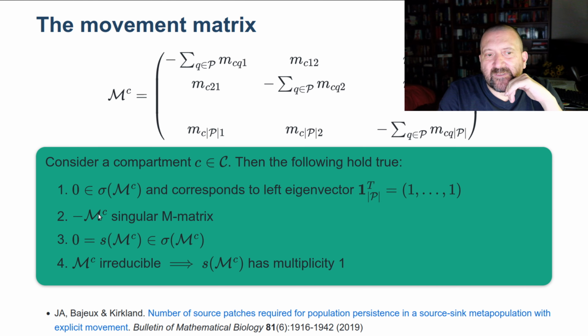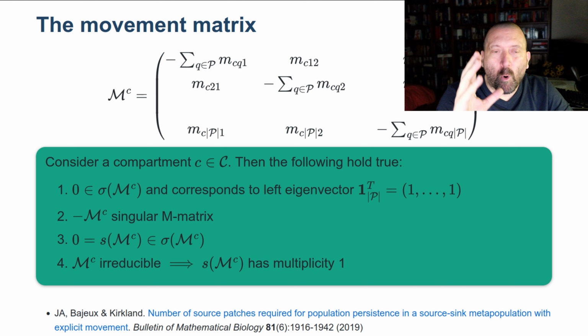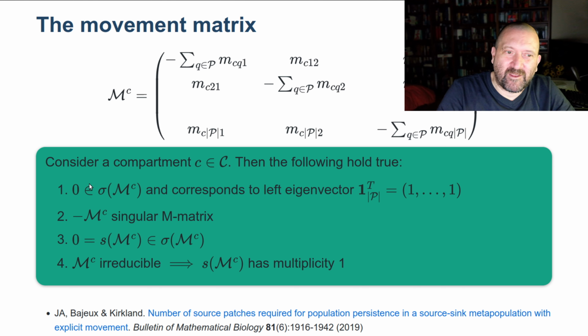Then the negative of MC is singular, of course singular because 0 is an eigenvalue. Furthermore, 0 is not only an eigenvalue, but it's also the spectral abscissa of the matrix. Which means two things: that the spectral abscissa is an eigenvalue, and also that all eigenvalues of MC are to the left of the imaginary axis, or on the imaginary axis in the case of 0.